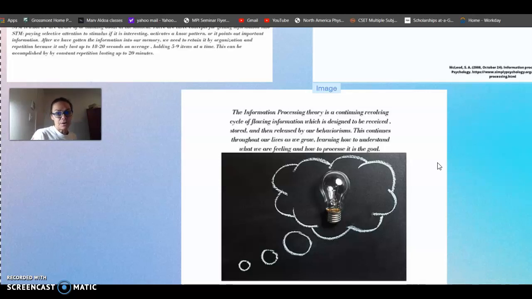Now, this continues throughout our lives, and we're learning how to understand what we're feeling and how to process it, which is the main goal of information and memory.